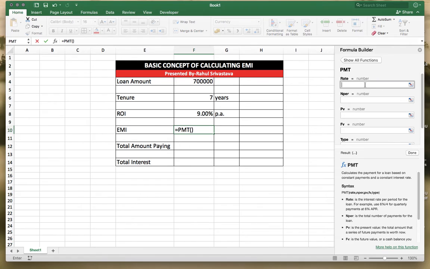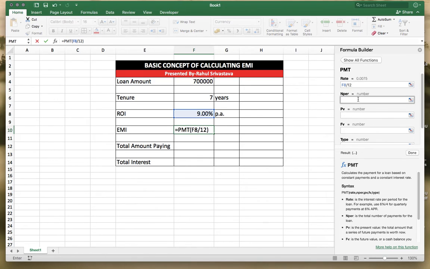It is asking for us rate. What is the rate? The rate is 9%. We'll straight away click on this cell and here automatically it will fetch us F8. Now since this interest is going to be calculated on a monthly basis, we have to divide it by 12. Please note that we have to divide it by 12. This is an important trick.